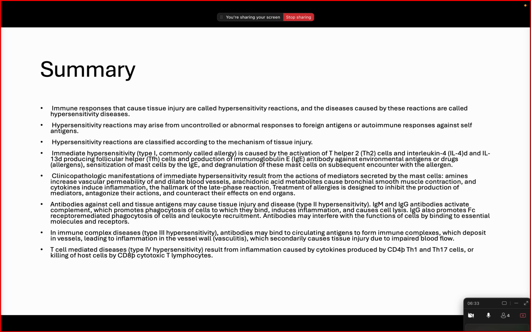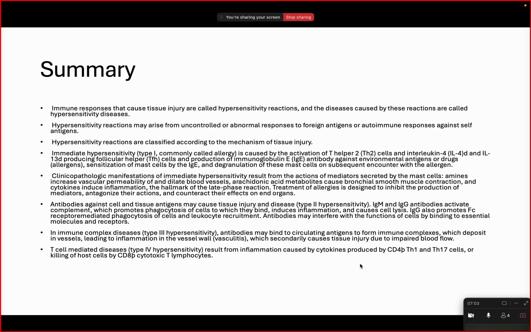Immediate hypersensitivity, type 1, commonly called allergy, like a seasonal allergy or pollen allergy, is caused by the activation of T helper 2 or Th2 cells and interleukin 4. Here you should be specific with respect to the interleukins. Okay, and interleukin 13, IL-4 producing follicular T helper cells, and production of immunoglobulin E, IgE, antibody against environmental antigens.